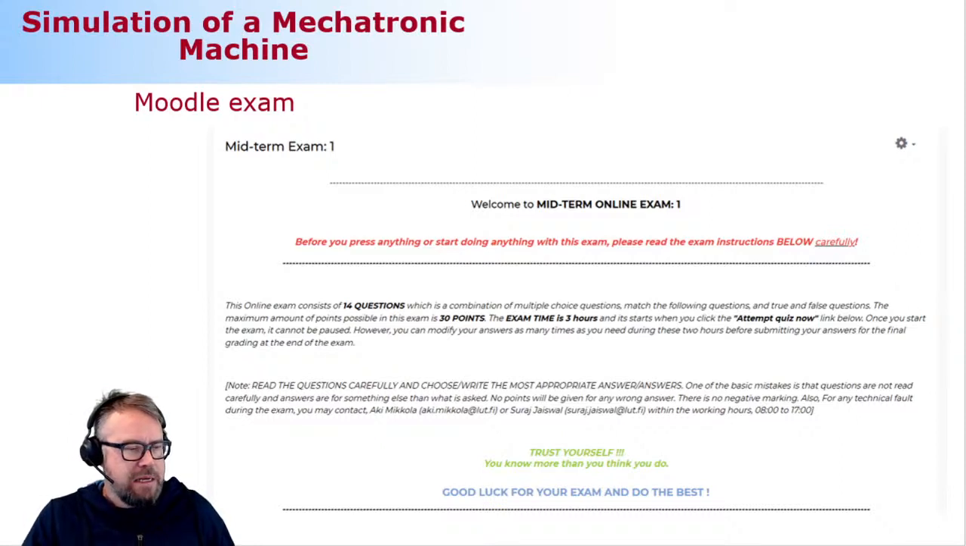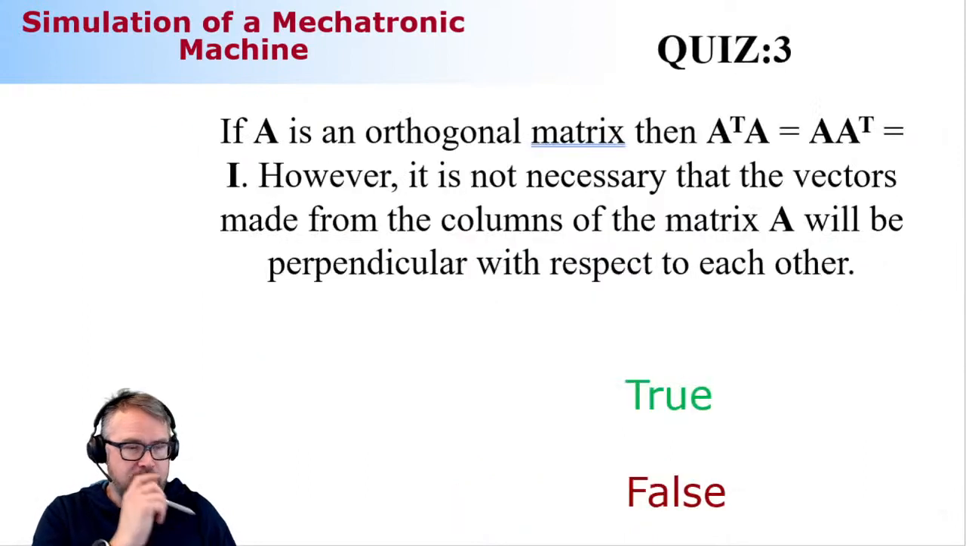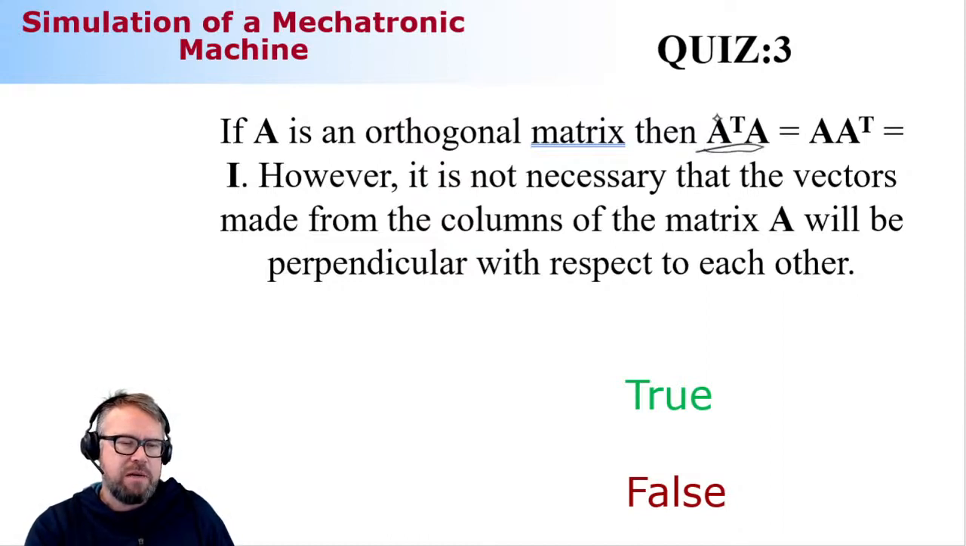Okay. So are you ready to practice? These may be the questions that you can find when you're entering this exam room. So let's take a look. First one. If A is an orthogonal matrix, then that matrix multiplied by that transpose of the matrix, another way around, is identity matrix. However, it is not necessary that the vectors made from the columns of the matrix will be perpendicular with respect to each other. True or false?